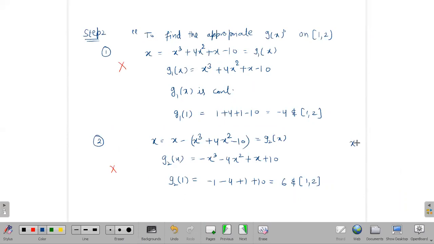If I take x plus c times, this is the case, you are taking, yes ma'am, f of x, that is x cubed plus 4x squared minus 10. So this can be your another g of x, suppose. So it is a continuous function, if I'm taking any c as a real number.